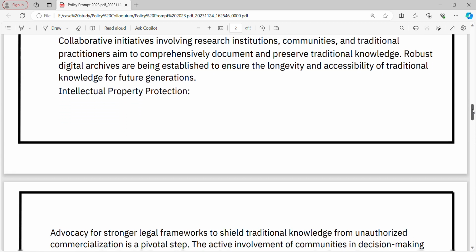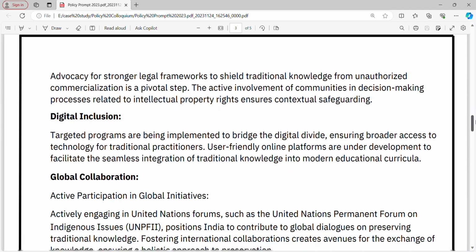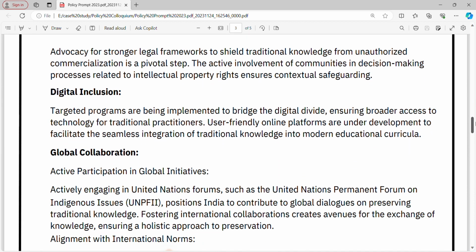Next strategy is intellectual property protection, IPR. Advocacy for stronger legal frameworks to shield traditional knowledge from unauthorized commercialization is a pivotal step. The active involvement of communities in decision-making processes related to IPR, intellectual property rights, ensures contextual safeguarding.